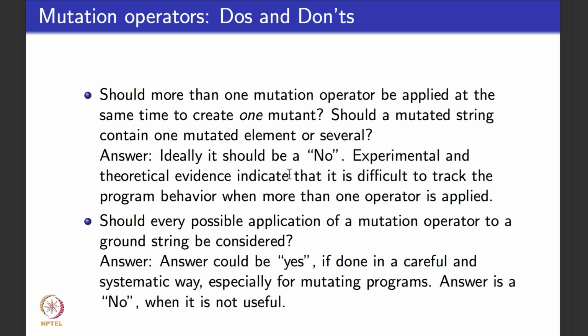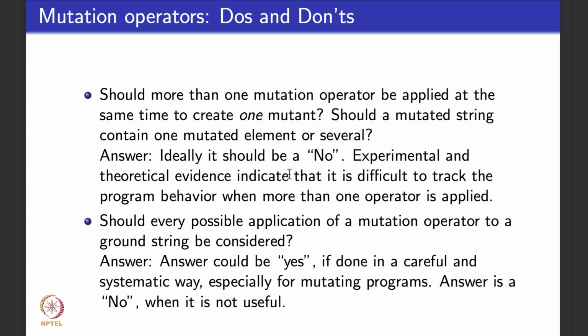So here are some do's and don'ts as far as mutation operators are concerned. The first question that we discussed a little while ago in this lecture was, should I apply exactly one mutation operator to get a mutant, or should I apply more than one mutation operator to get a mutant? So should it contain just one mutation operator, or can it contain several? The ideal recommendation in mutation testing is don't do more than one. Work with exactly one mutant, it's good enough. And after analyzing that, you work with the next mutant.